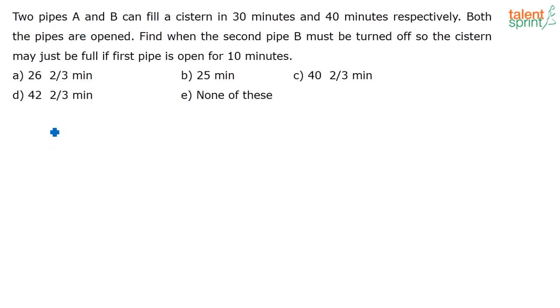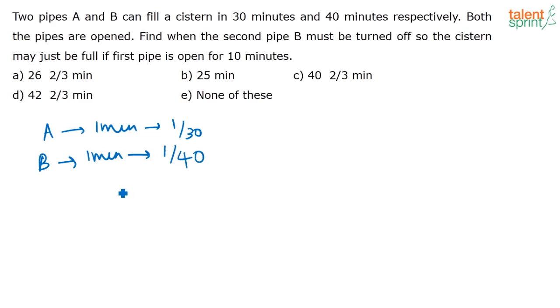So the first pipe, pipe A, in 1 minute, how much will it fill? It will fill 1 by 30th of the tank. Pipe B in 1 minute, it will fill how much? 1 by 40 of the tank. Now find the time when the second pipe has to be turned off so the cistern may be full. Okay, now pipe A is open for 10 minutes. So in 10 minutes, what will be the value that will be filled by pipe A?